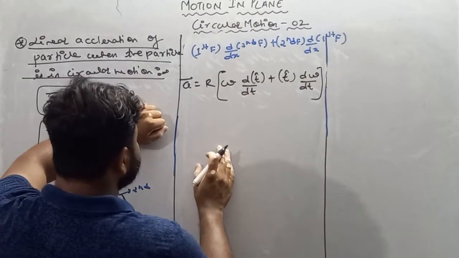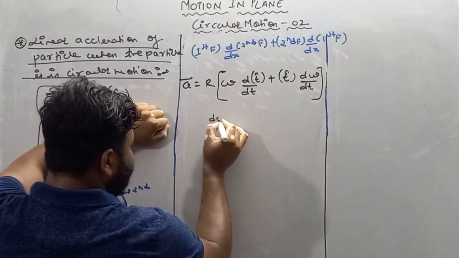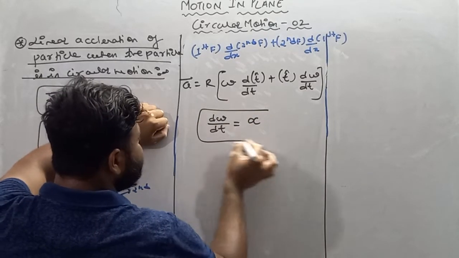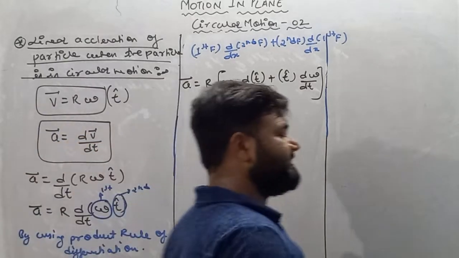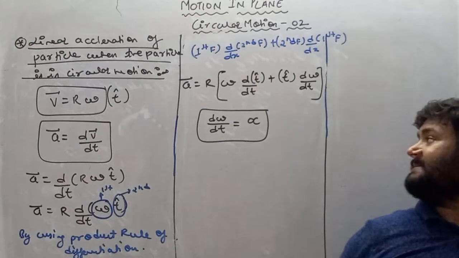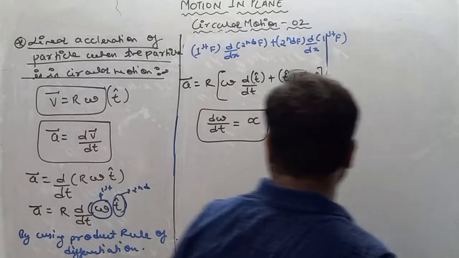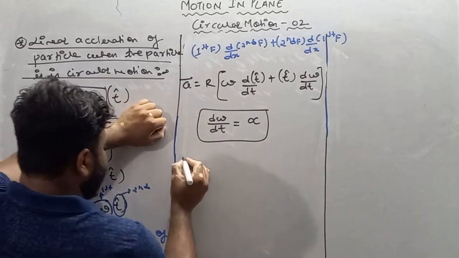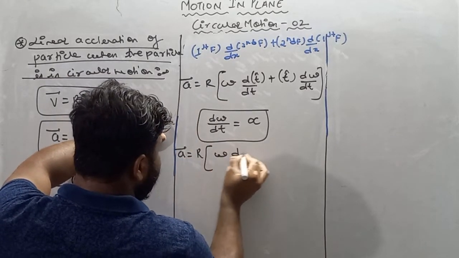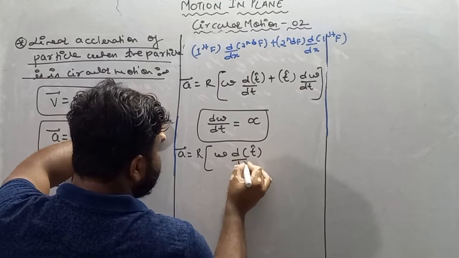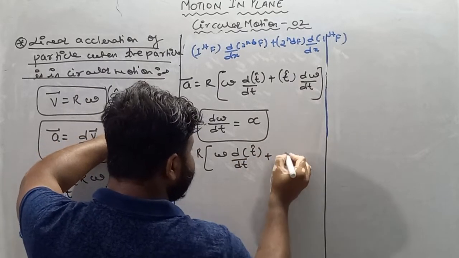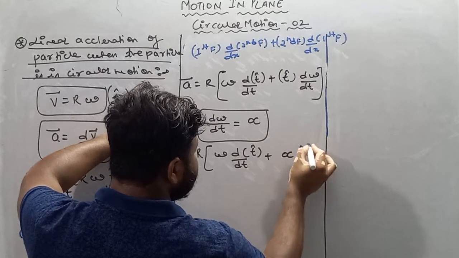Moving forward, my dear student, we all know that d omega by dt is nothing but alpha, because d omega is a small change in angular velocity with respect to a small change in time, that is dt. So d omega by dt is nothing but alpha. So I'll write a vector is equal to r omega dt cap by dt plus, instead of d omega by dt, I'll write alpha with t cap.